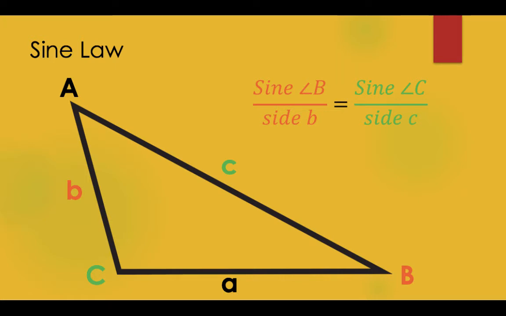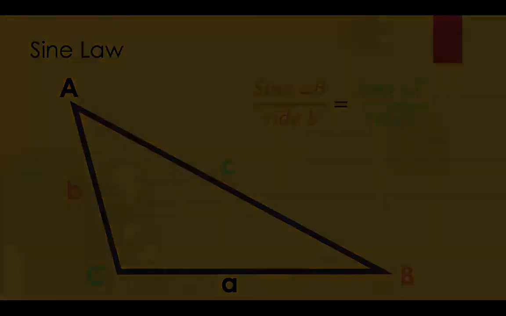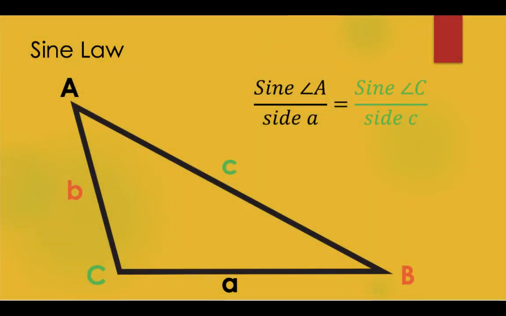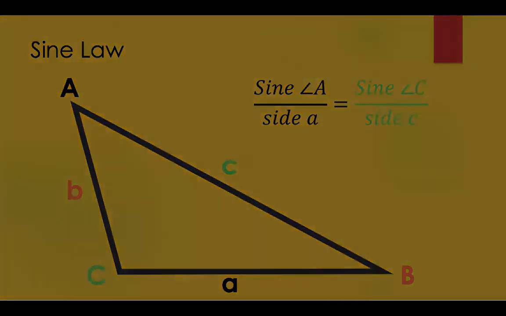This is the same for the other two combinations of angles and side ratios, such as sine B divided by side b equals sine C over side c. Again, if we know three of the four, we can solve for the fourth. Sine A divided by side a equals sine C divided by side c. Again, we can solve for one if we know the other three.